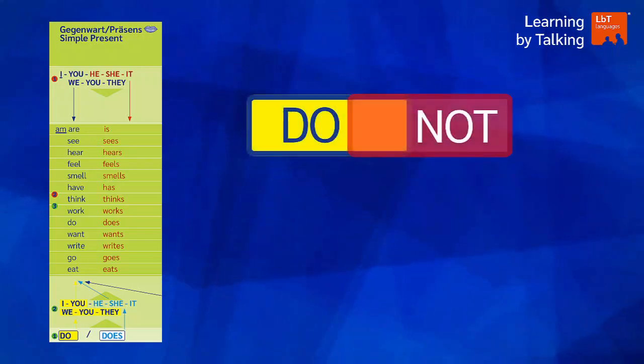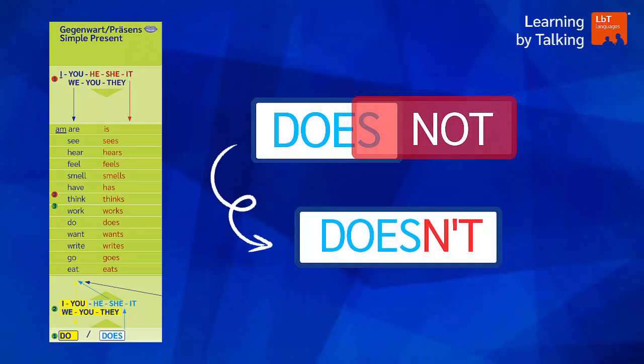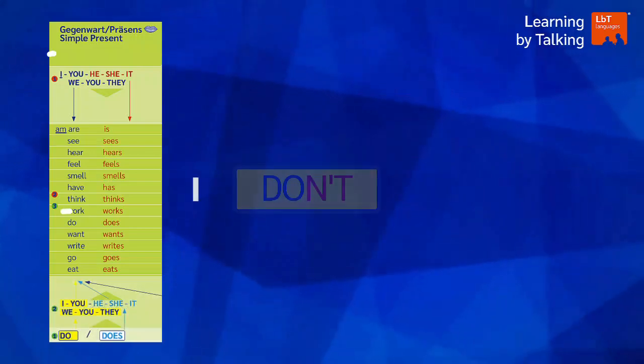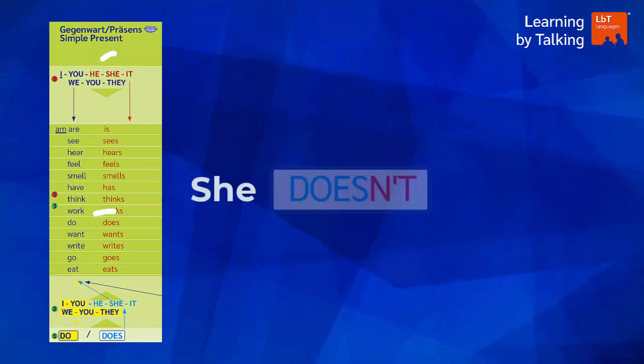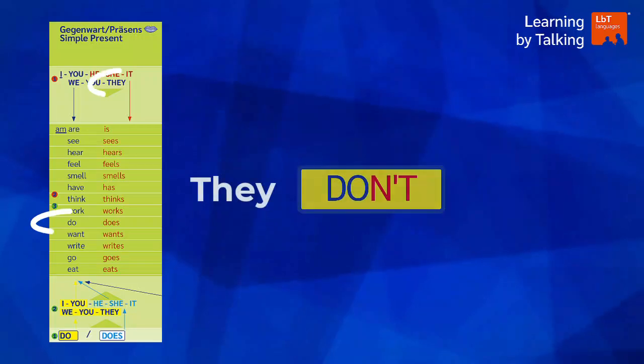Often, you'll see the do and not shortened into don't or doesn't. You need the small apostrophe and can remove the O. I don't drink tea. She doesn't smoke. They don't work.